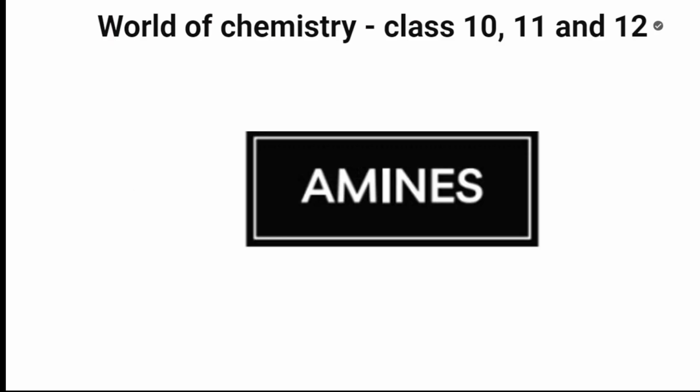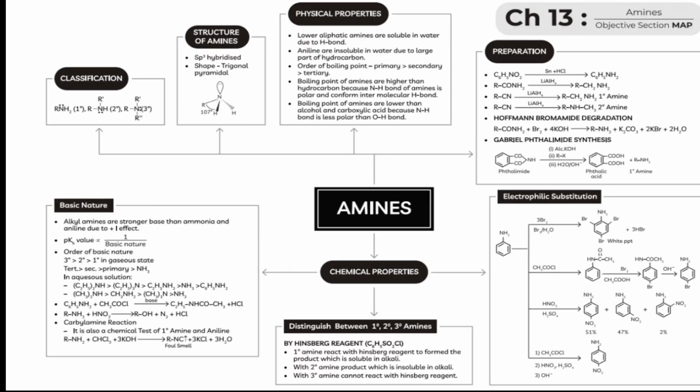Nice. Now, amines. Easy, students, very easy. Now amines. Amines chapter, you very well know. First, classification is important. Structure of amines is important. Physical properties, in that they will ask you solubility, boiling point, everything is discussed in these pointers. Then all the preparations: we are converting nitro compounds using reducing agents to aniline, amide to amine, nitrile to amine, primary amine and secondary amine. Hofmann bromamide degradation, a name reaction, Gabriel phthalimide synthesis, a name reaction, is already given.